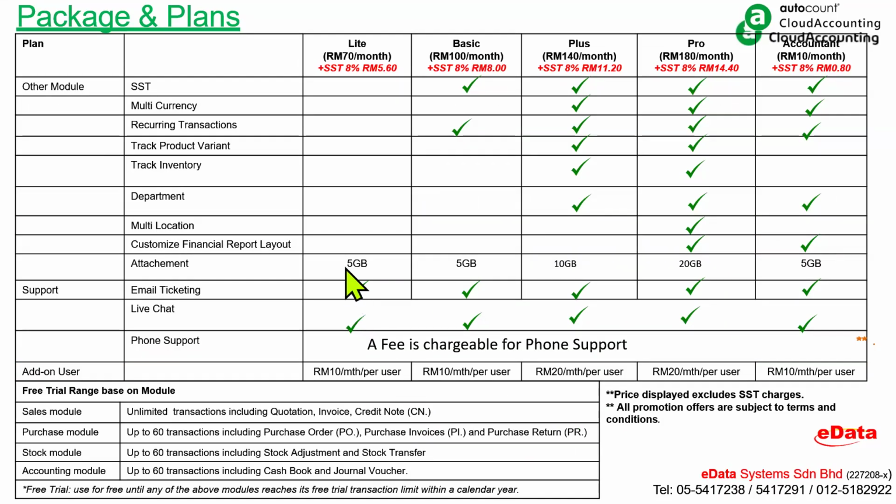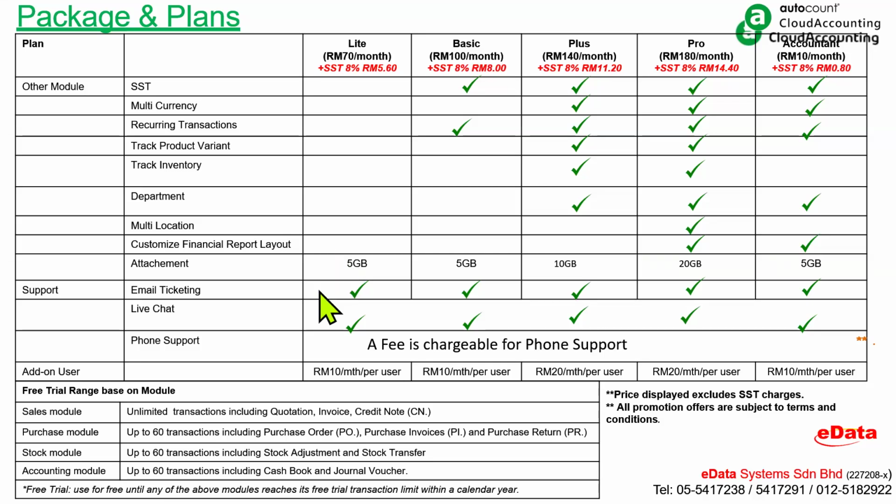You also have an attachment feature because inside the cloud accounting system, you can attach any documents. Even when you are doing your payment voucher entry, you can still attach your file to it. They just give you 5 gig. But if you want more storage, you can come back to us.